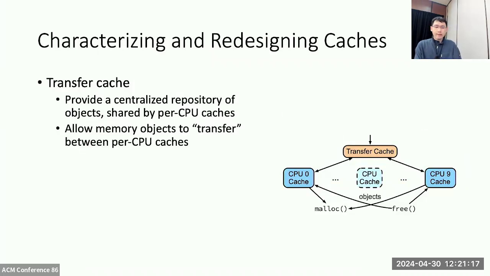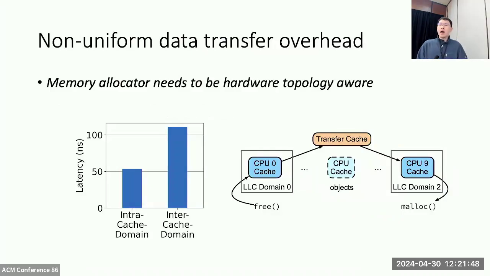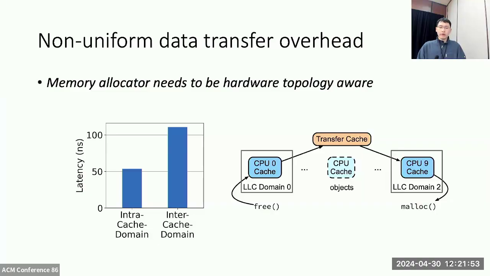The next component in the TCMalloc cache hierarchy is the transfer cache. When the per-CPU cache is depleted or full, it reaches out to the transfer cache to request or return a batch of objects. The transfer cache provides a centralized repository of objects that is shared by all the per-CPU caches. In this figure, we use this red circle to represent a memory object. As shown in the animation, the transfer cache allows memory objects to transfer between the per-CPU caches. Although TCMalloc itself is a user-space memory allocator, it still needs to accommodate hardware cache topology to achieve the desired performance.